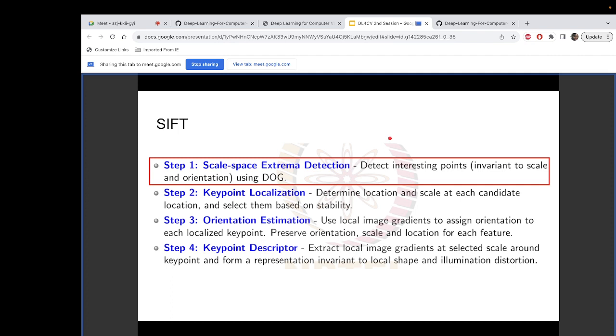So what is SIFT? SIFT's full form is scale invariant feature transform. So sir has already gone through it in a lot of detail, but still we would like to give some overview of what SIFT is doing, and after that we will also look a little bit at the code of it. So why do we need features at all?